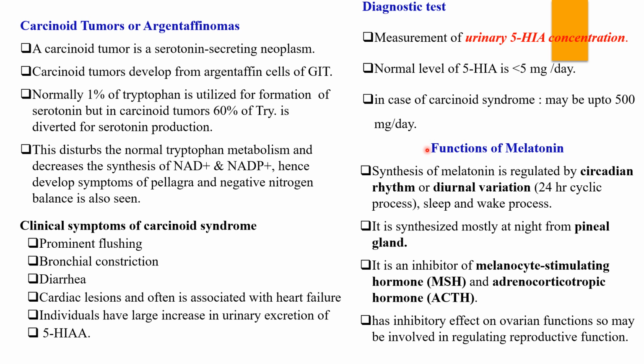Then functions of melatonin: it is synthesized in the pineal gland from serotonin. Synthesis of melatonin is regulated by circadian rhythm or diurnal variations, the sleep-wake process. It is an inhibitor of melanocyte stimulating hormone and adrenocorticotropic hormone, and has an inhibitory effect on ovarian function, so it may be involved in regulating reproductive functions as well.